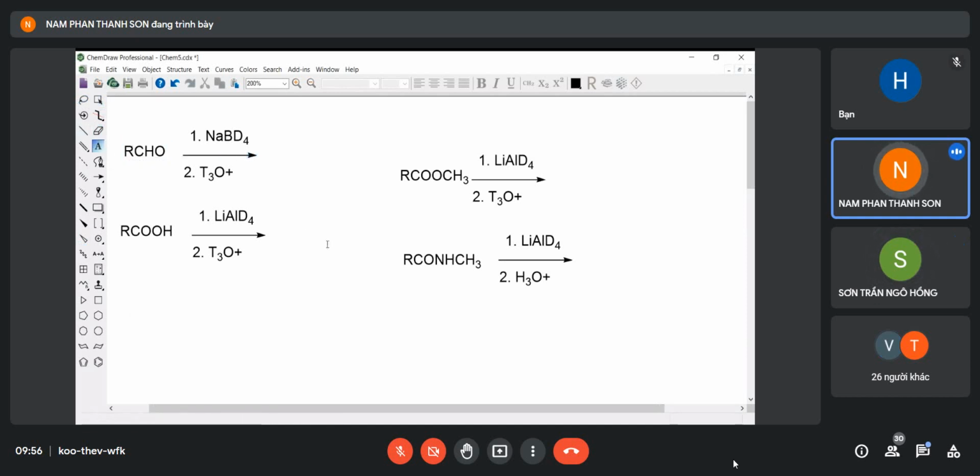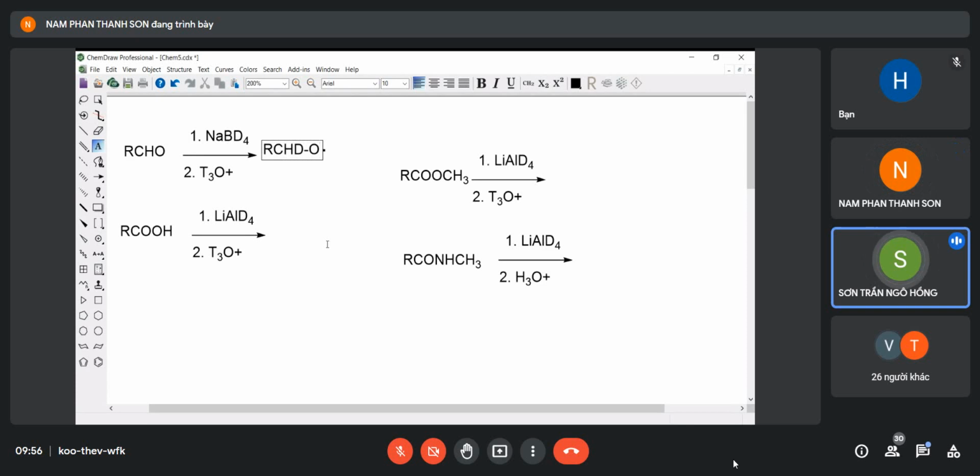The first reaction is R, C, H, O, with LiAlD4. No, not NA. Okay, NA is the first, but how about the second? After the second step, we have hydrolysis. So we have O and D, and then T3O plus. So OT. Very good.